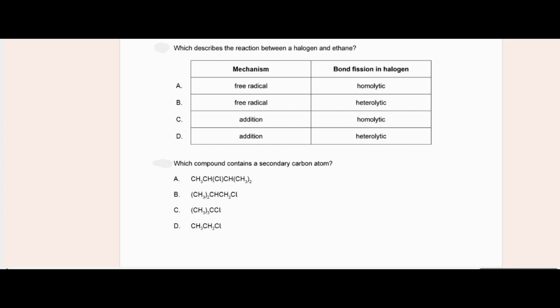Which describes the reaction between a halogen and ethane? So that's the free radical substitution mechanism, A or B. And the bond fission in that is homolytic.